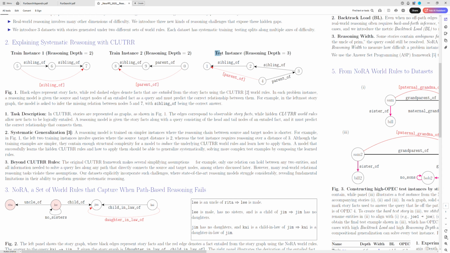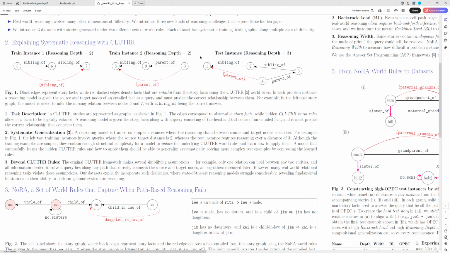So let's look at this test instance. Firstly, in the problem instance, you get the story facts. So here the bold edges are the story facts. You're given the three story facts that 4 is the parent of 3, 3 is the sibling of 2, and 2 is the sibling of 1. Then you have a query. The query asks you what is the relationship between 4 and 1. So here 4 is called the source node of the query, and 1 is called the target node of the query.